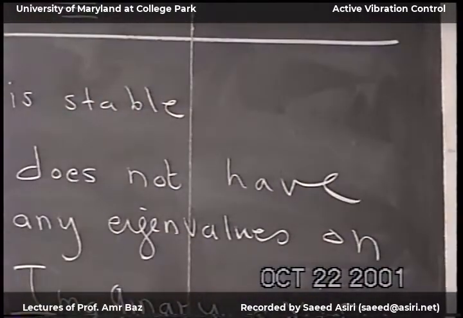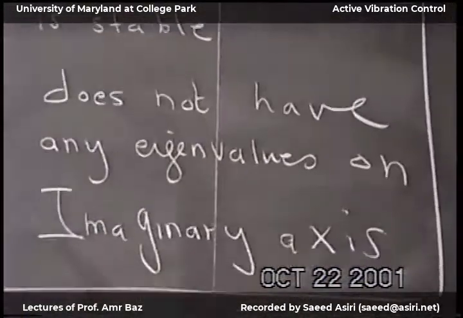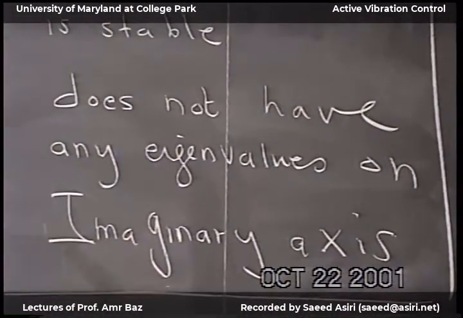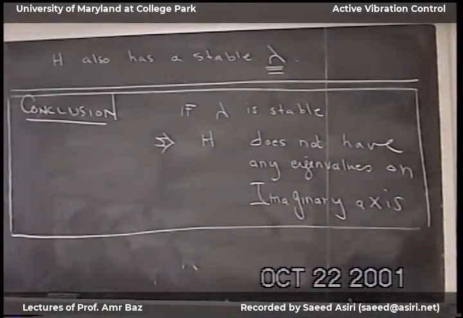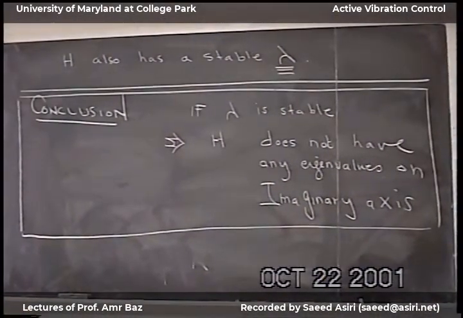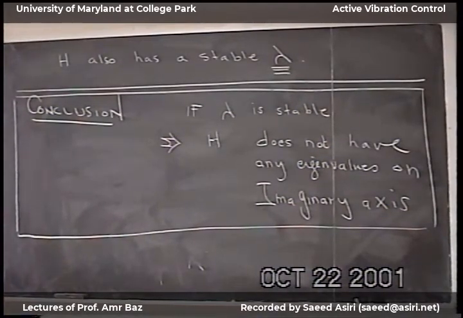And this conclusion is what we're going to use to calculate the H infinity norm. The H infinity norm unfortunately has another Hamiltonian matrix.